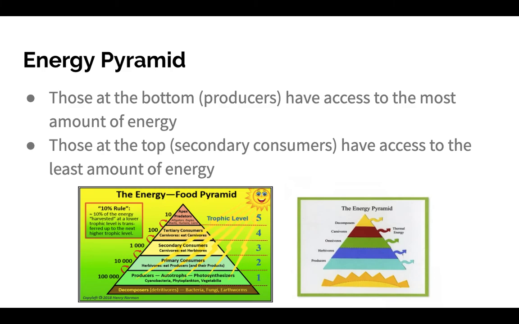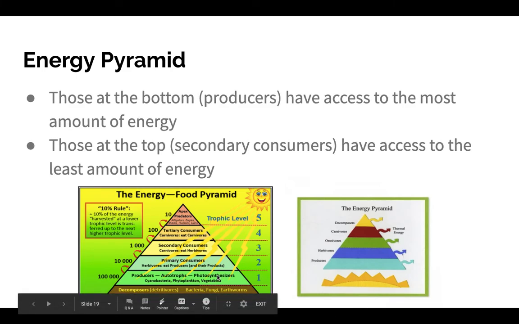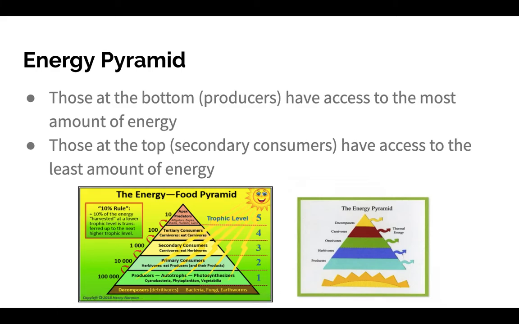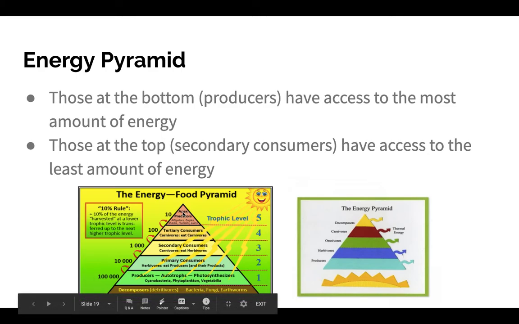Those at the bottom, the producers, have the most energy that is available. Again, the sun is unlimited. Those at the very top have the least amount of energy. The decomposers down here are going to be benefiting from all of these other organisms. When they die, they're able to break all of that energy back down.